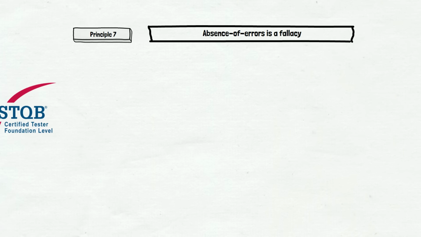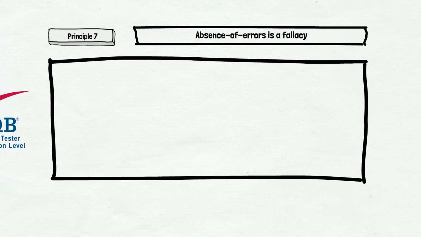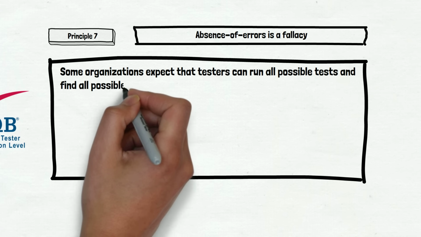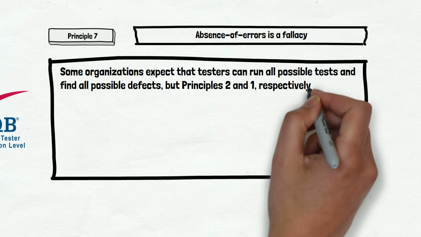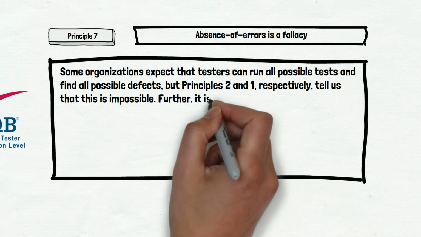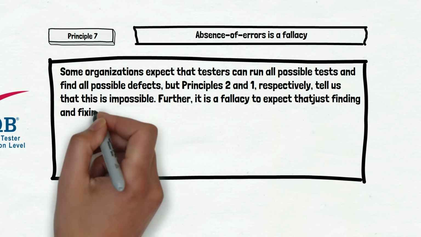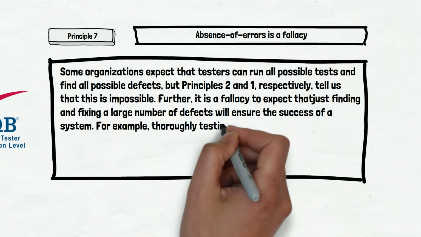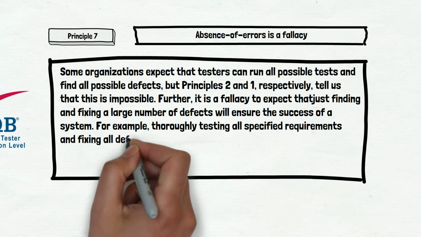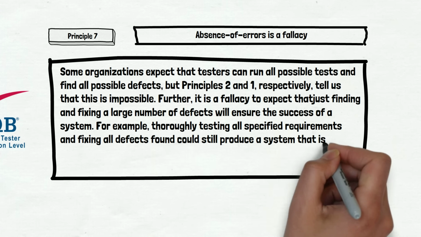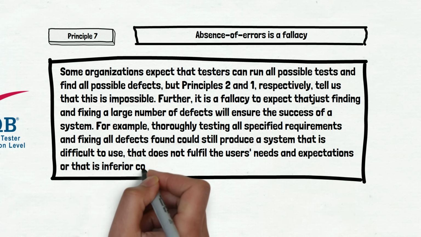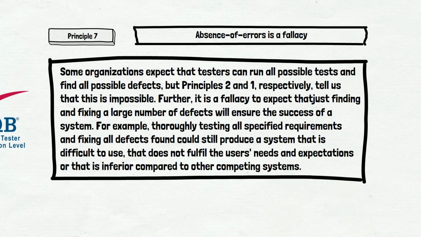Principle number 7. Absence of errors is a fallacy. Some organizations expect that testers can run all possible tests and find all possible defects, but principles 2 and 1, respectively, tell us that this is impossible. Further, it is a fallacy to expect that just finding and fixing a large number of defects will ensure the success of the system. For example, thoroughly testing all specified requirements and fixing all defects found could still produce a system that is difficult to use, that does not fulfill the user's needs and expectations, or that is inferior compared to other competing systems. A lot of words and a lot of confusion.